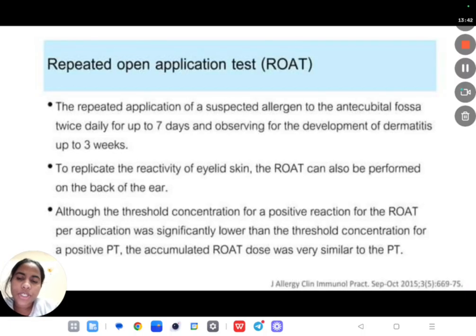The repeated open application test involves applying the suspected allergen to the antecubital fossa twice daily for up to 7 days and observing for the development of dermatitis for up to 3 weeks. To replicate the reactivity of eyelid skin, the ROAT can also be performed on the back of the ear. Although the threshold concentration for a positive reaction for the ROAT per application was significantly lower than the threshold concentration of a positive patch test, the accumulated ROAT dose was very similar to the patch test.